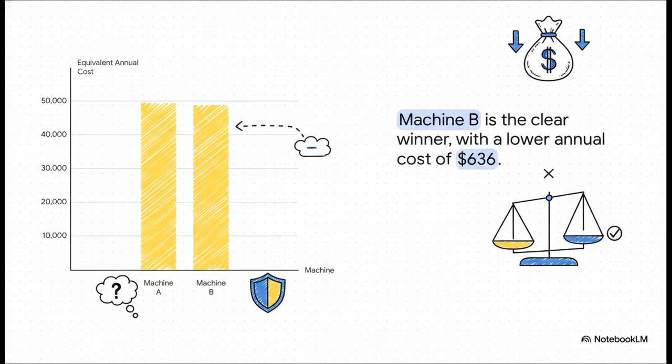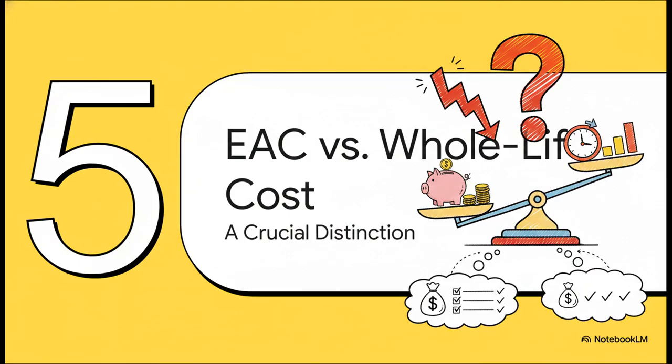This is the power of EAC in one simple chart. When you put them side by side, the answer is just undeniable. Machine B, even though it costs $70,000 more upfront, is actually cheaper on an annual basis. It saves you $636 every single year. This is just a perfect example of how relying on the sticker price alone can lead you to the completely wrong financial decision.